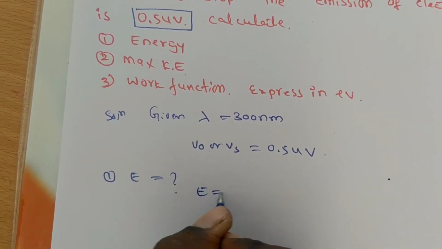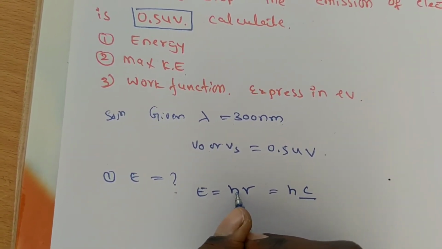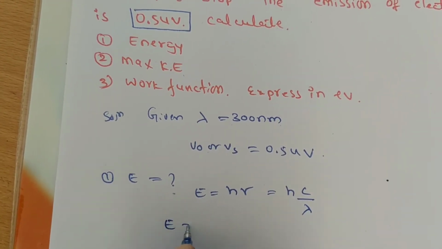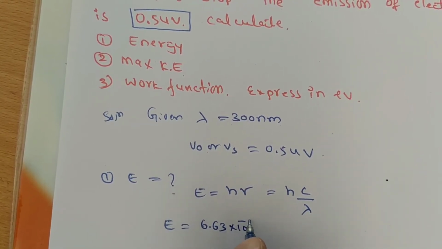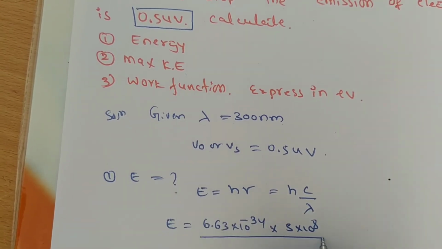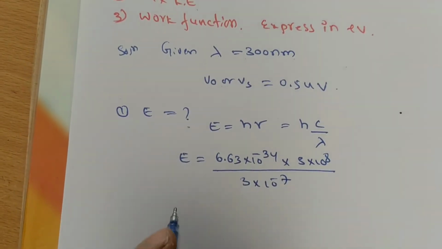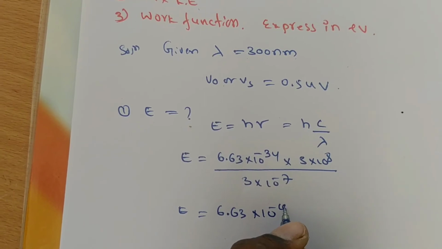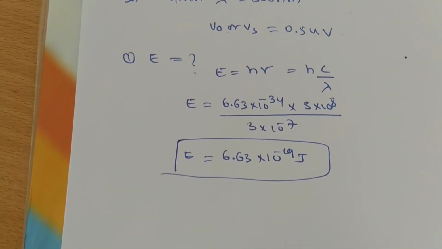First one we have to calculate energy. Using formula E is equal to h into nu, and h into nu means hc divided by lambda. E is equal to H value 6.63 into 10⁻³⁴, C value 3 into 10⁸, divided by lambda value 3 into 10⁻⁷. Then E is equal to 6.63 into 10⁻¹⁹ joule. This one is the energy.